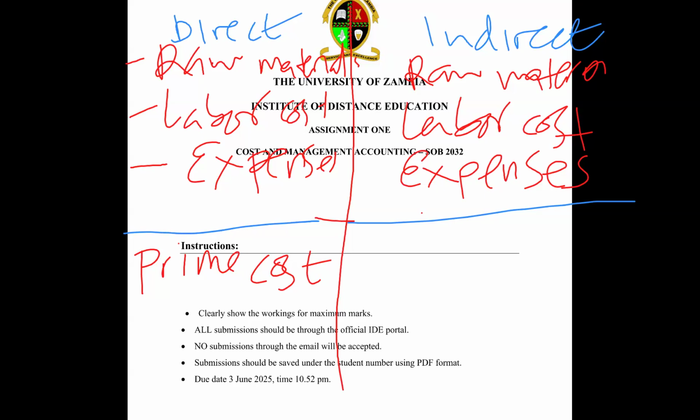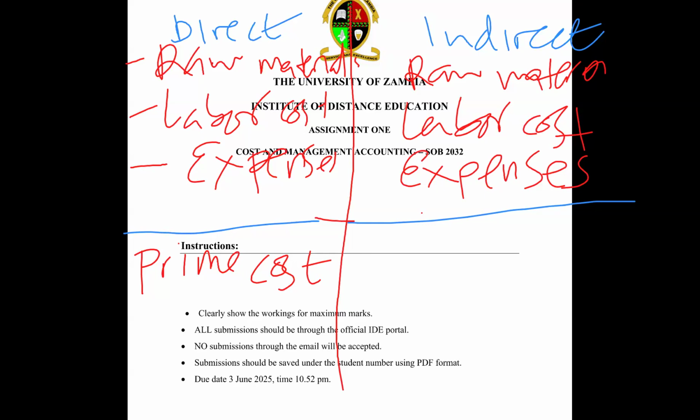You can directly trace these materials or associate them with a very specific product that is being produced. So as long as these materials can be traced directly, they are used to produce a specific product or a specific service.